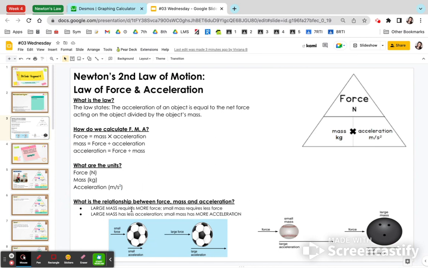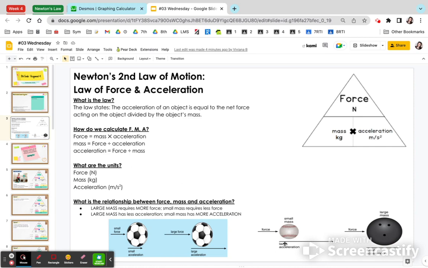And then this down here is just common sense. A larger mass requires more force. A small mass requires less force. So for example, pushing a big old truck is going to require more force than pushing a bike, okay? Large mass has less acceleration, small mass has more acceleration.